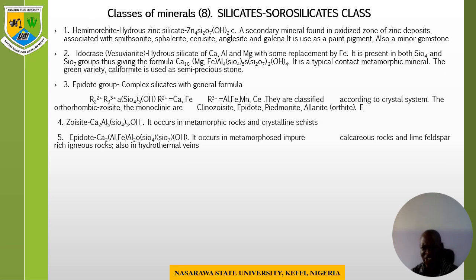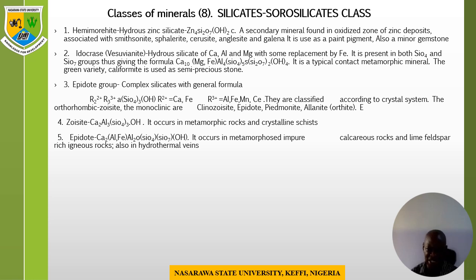Under the class of sorosilicates, we have hemimorphite, a hydroxide silicate. It is a secondary mineral found in oxidized zones of zinc deposits, associated with sphalerite, cerussite, and galena. It is used as a paint pigment and as a minor gemstone.